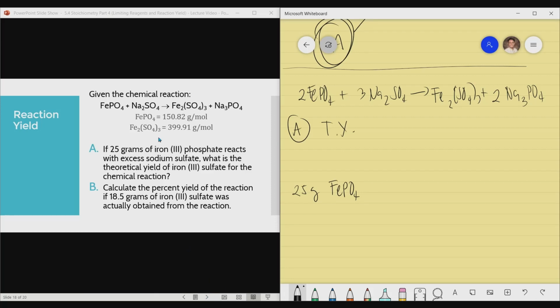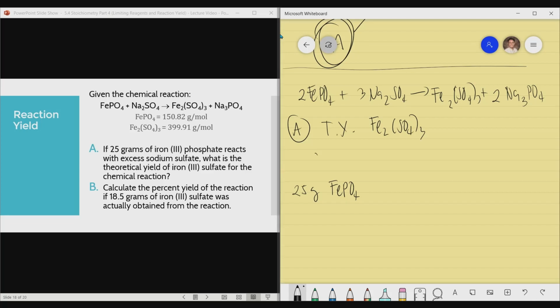Now, what is asked for letter A is the theoretical yield of iron 3 sulfate, Fe2(SO4)3. So again, the question is, using 25 grams of iron 3 phosphate, FePO4, what will be the TY or the theoretical yield of iron 3 sulfate? So your iron 3 sulfate is Fe2(SO4)3, this one. On the product side, yung given po natin ay itong FePO4. Paano po siya mangyayari?